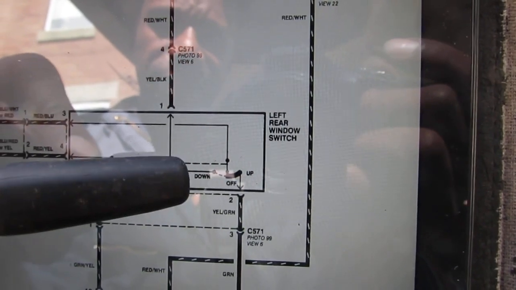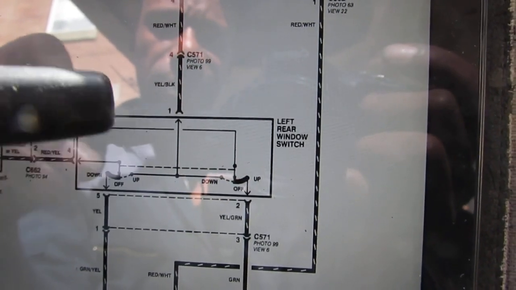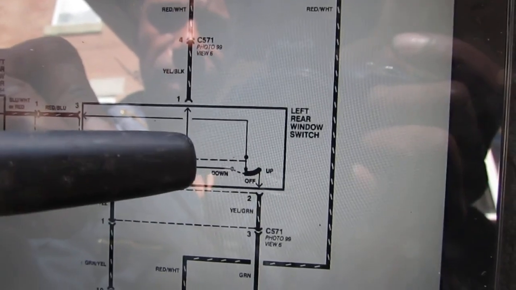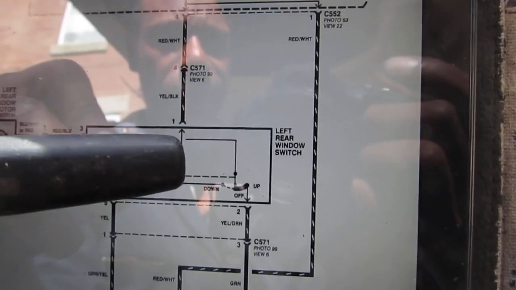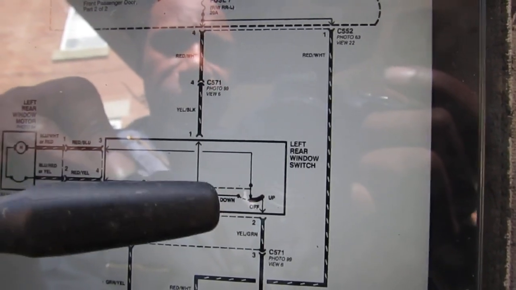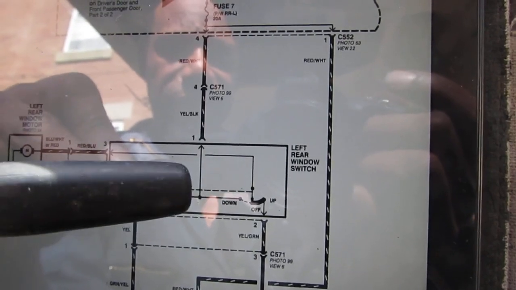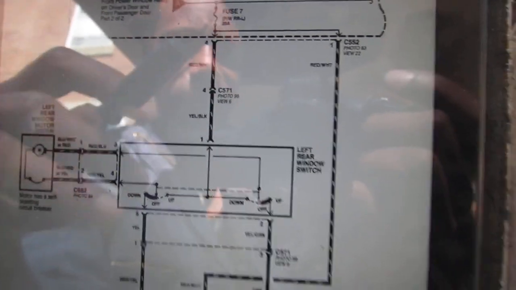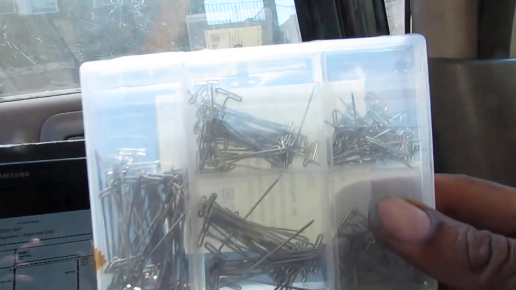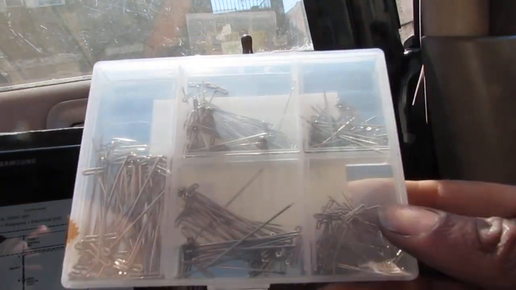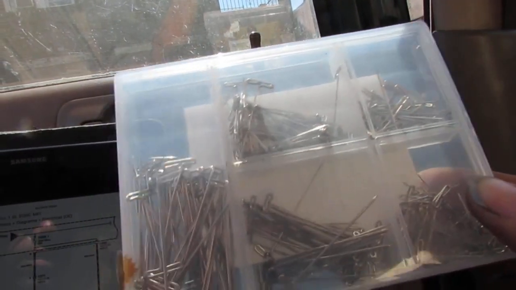Let's go ahead and test it, shall we? I'm going to show you what you can do if you're in a bind and you need to get the window back up or down or vice versa. If you're a technician, these things are very useful. This is a T-pin collection. I'll put a link in the description. These are really great for diagnosing things. So I'll show you what we're going to do with it.